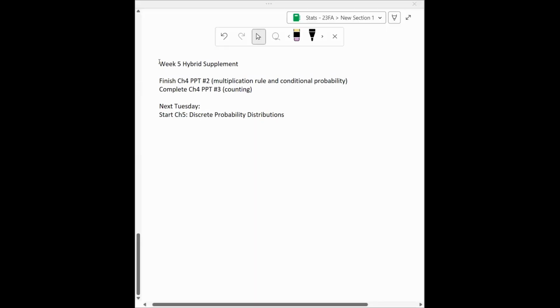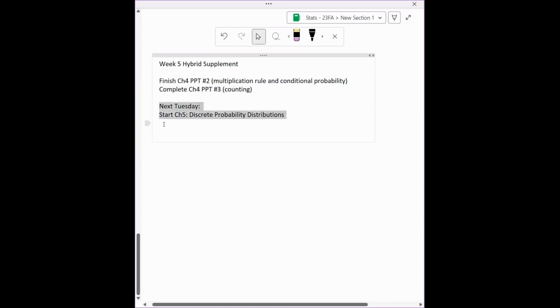Okay, hello everybody. So this is the week 5 hybrid supplement. The goal for today is to finish up PowerPoint number 2 from chapter 4 that we started in class on the multiplication rule and conditional probability, and then start and complete PowerPoint number 3 that I handed out in class, we haven't gotten to yet, dealing with counting. And then that will wrap up chapter 4.